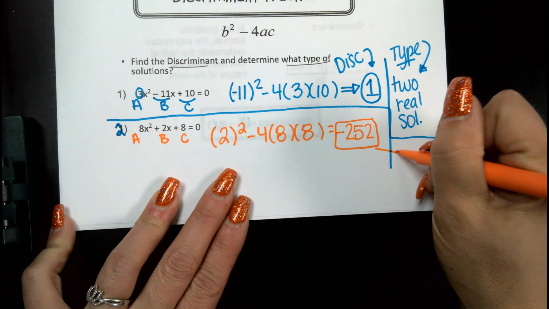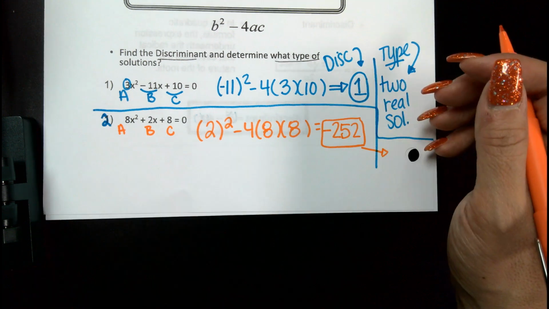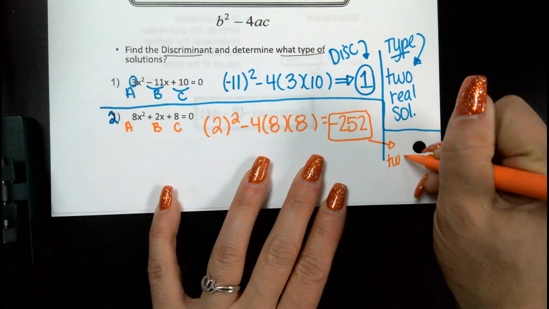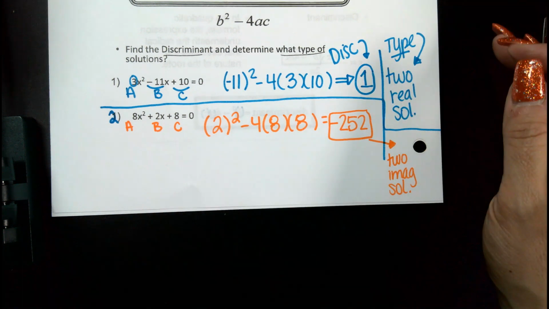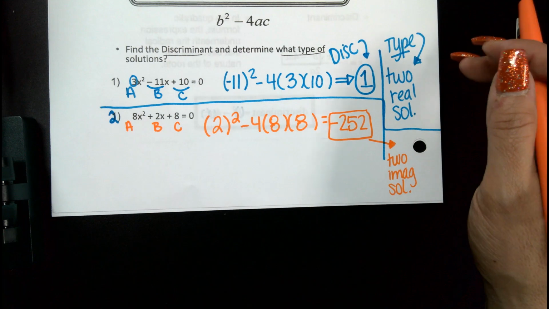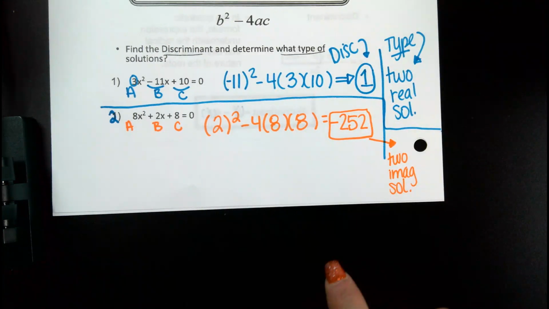And whenever we have a negative number under the radical, what's the type of solution? Imaginary solutions. The answers are going to be either 1 real, 2 real, or 2 imaginary. Okay? Every time.